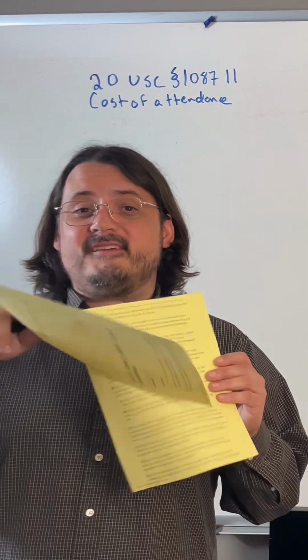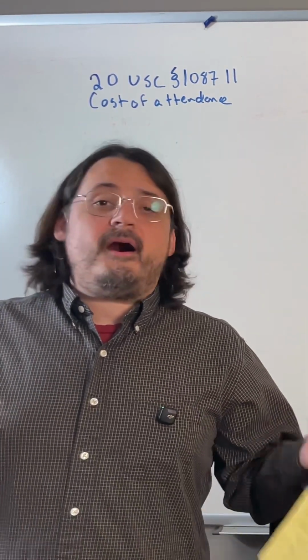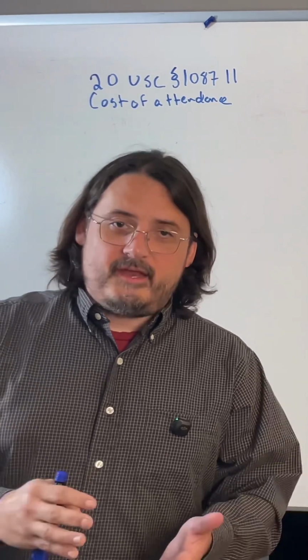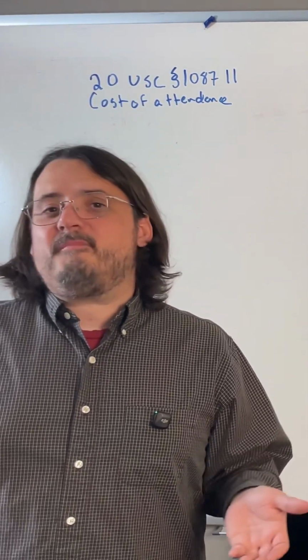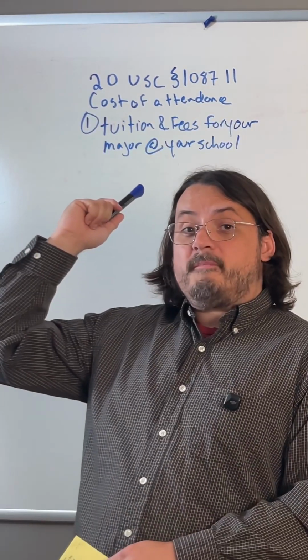Now, the cost of attendance section has a lot of different parts to it. They want to start with the biggest number possible. How much could it possibly cost you to go to school? And then whittle that number down. This isn't how much they're going to give you, this is how much it might cost you to go to school. So, it includes things like tuition and fees for your major at your school.